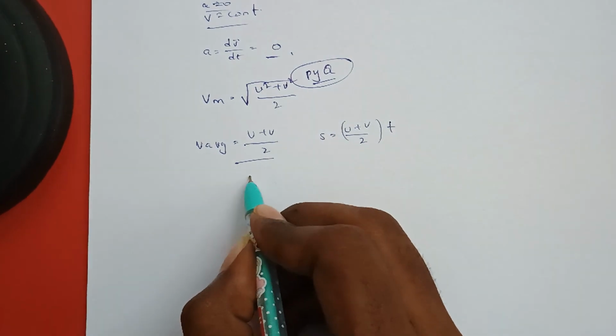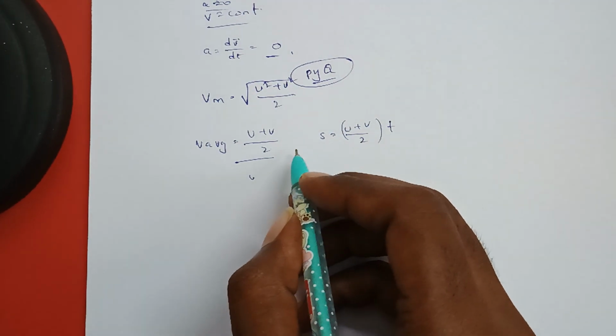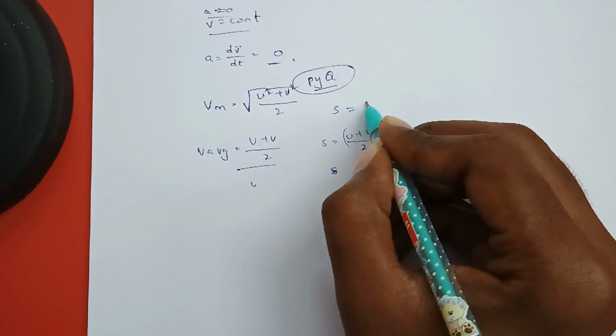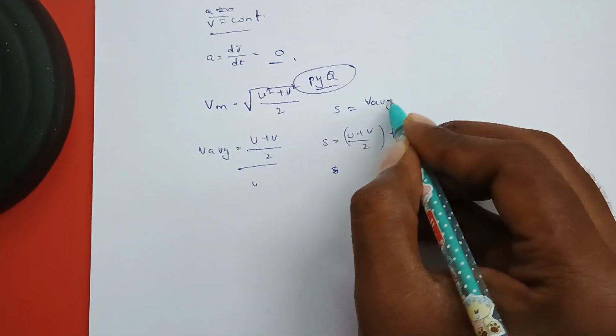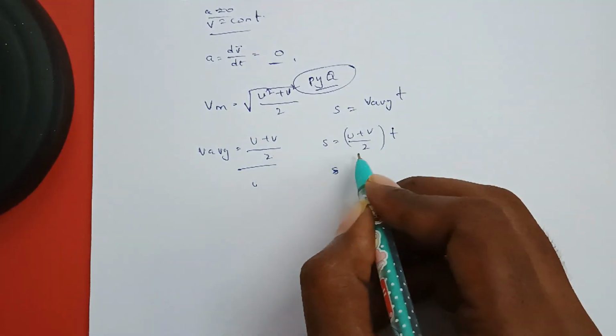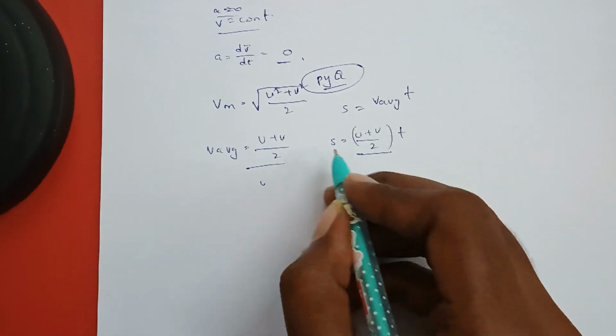In this case, distance is equal to average velocity into time. Average velocity is equal to u plus v by 2.